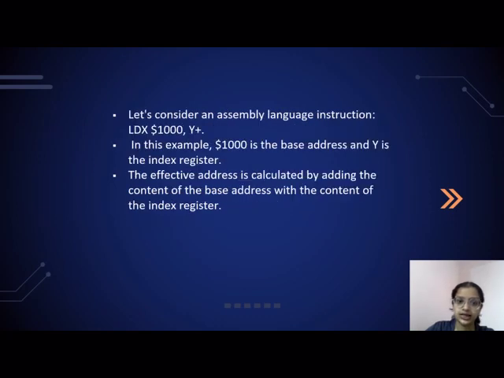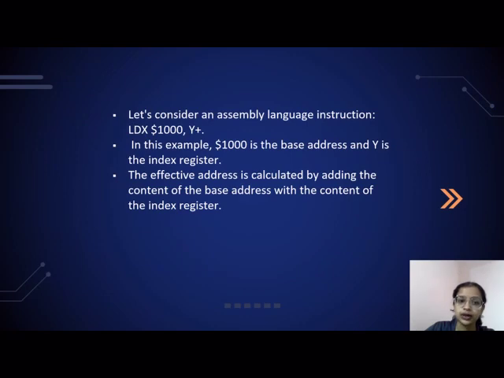The assembly language instruction LDX $1000, Y plus utilizes a base address and an index register to compute the effective address. The effective address for this instruction is determined by adding the content of the base address denoted by $1000, with the content of the index register Y. In the context of this instruction, the value stored at the memory location $1000 is considered the base address.